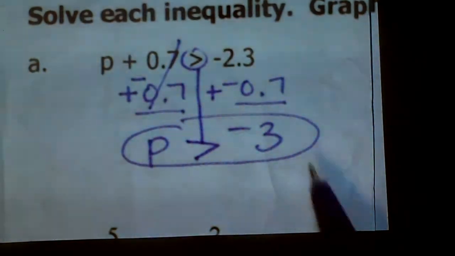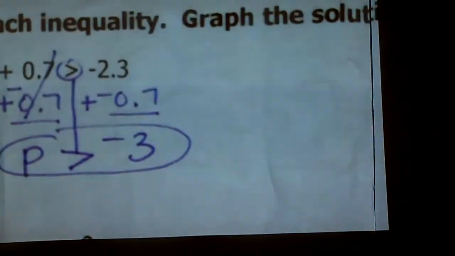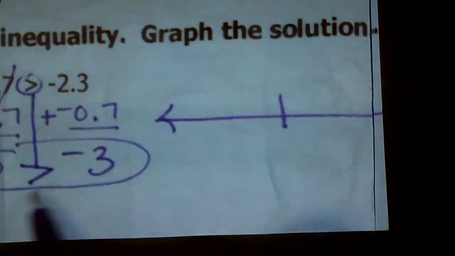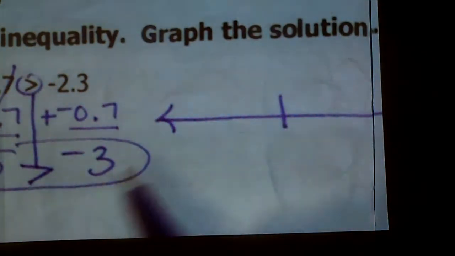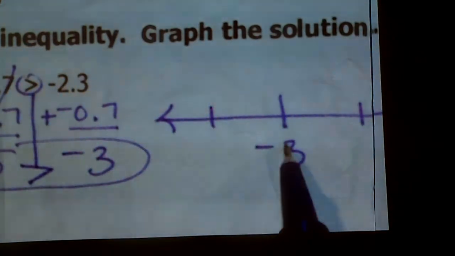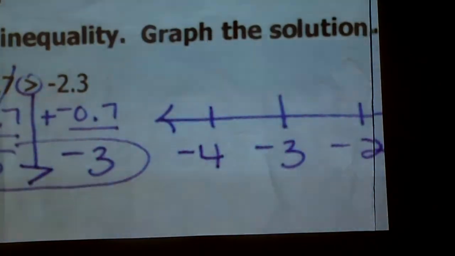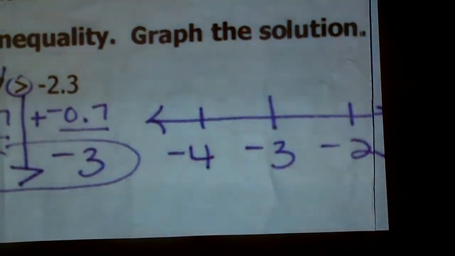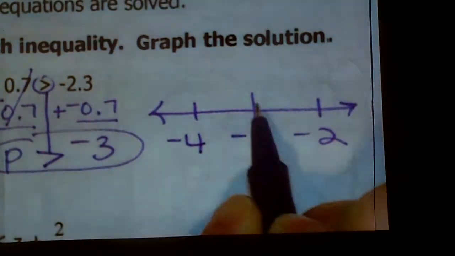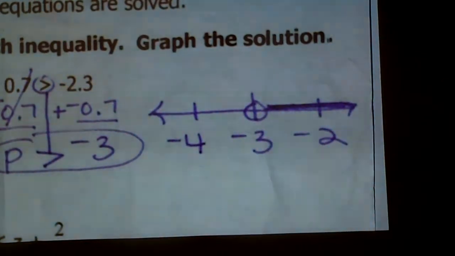To graph your solutions, because I do want you to graph all of these solutions, I'm going to scooch this over just a little bit. We're going to do exactly what we did in lesson 3.1. I'm comparing p to negative 3, so negative 3 is what I want to put in the middle. And I'm going to fill in digits on either side. So on a number line, negative 4, negative 3, negative 2 is what that would look like. And if p is greater than negative 3, that means that p cannot be negative 3. So it's an open circle. It can be all the values greater, though. So I will shade to the right.